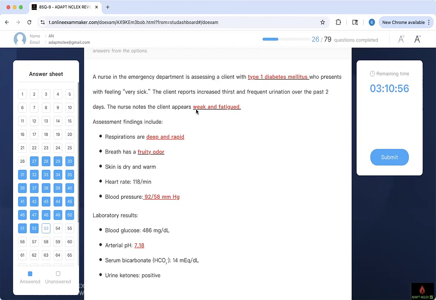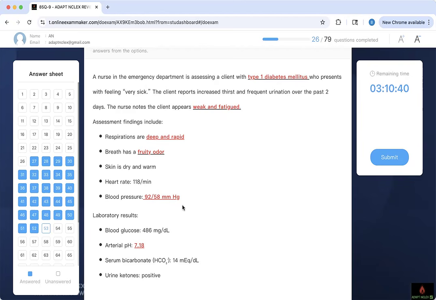The nurse notes that the client appears weak and fatigued. Assessment findings include what? Respirations are deep and rapid. Breathing has a fruity odor. Skin is dry and warm. Heart rate is 110. Blood pressure is down.